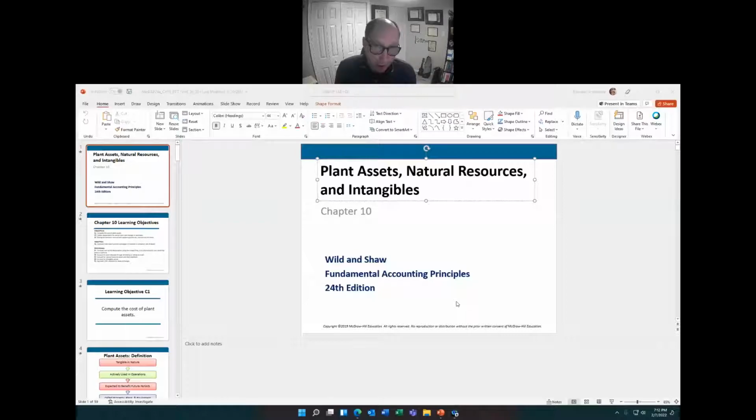Today we're going to talk about property, plant, and equipment. These are what we call the long-term assets, also known as long-lived assets, also known as permanent assets. Property, plant, and equipment. These are the long-lived assets, things that last for a long time.